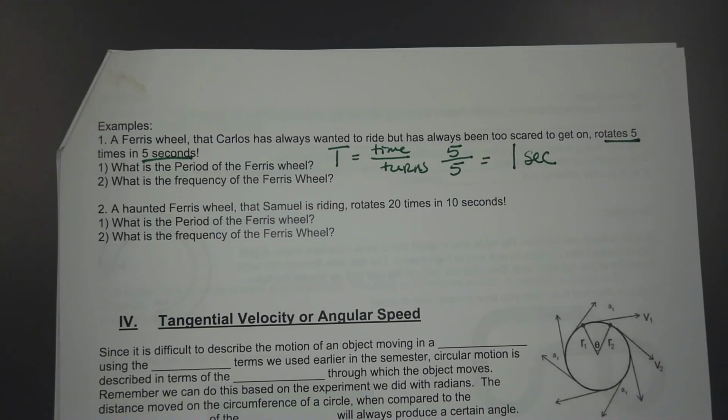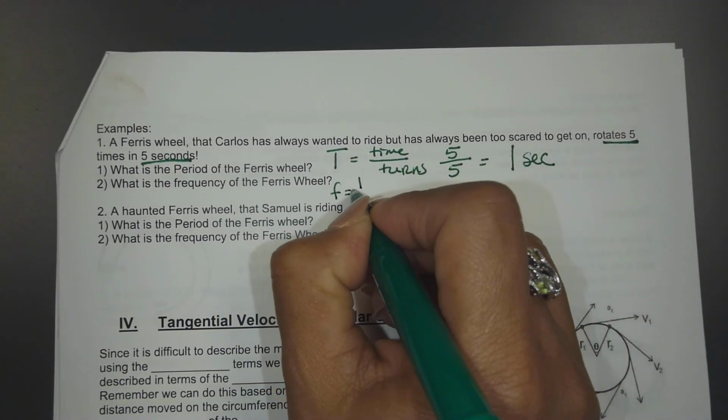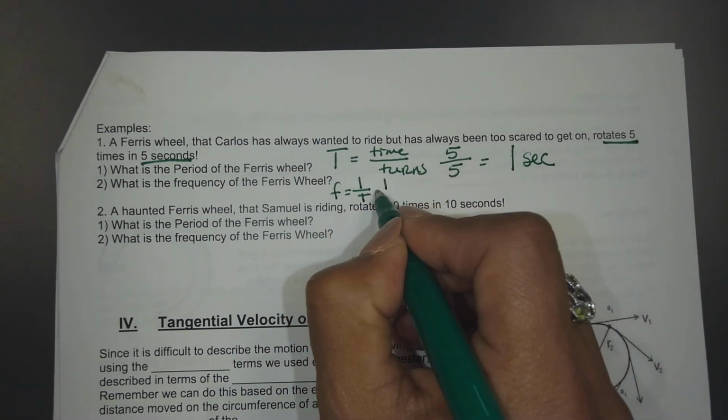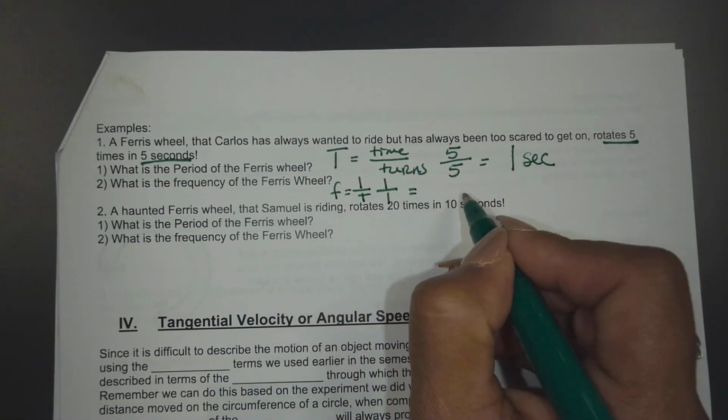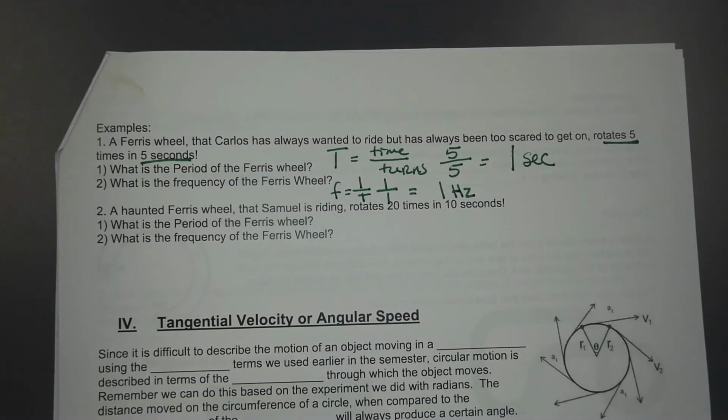Now that we do have the period, now we can solve for frequency. And frequency's definition is the number of revolutions per second. Or frequency is 1 over T. For this situation, it will be 1 over 1, which so happens to be 1 hertz. I don't like this practice problem, so we have another one to try.